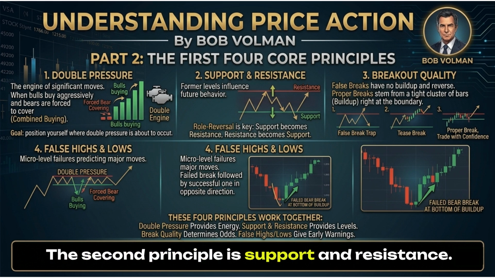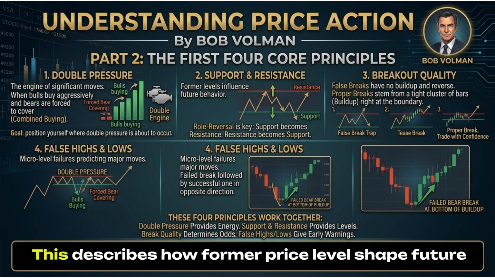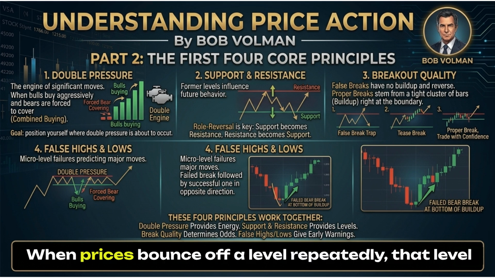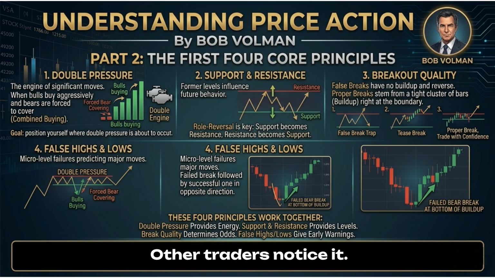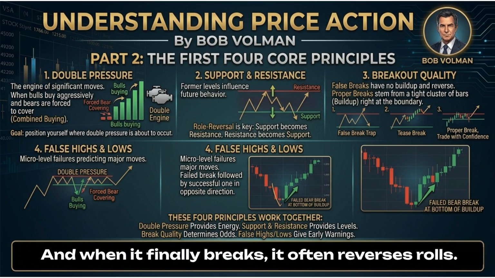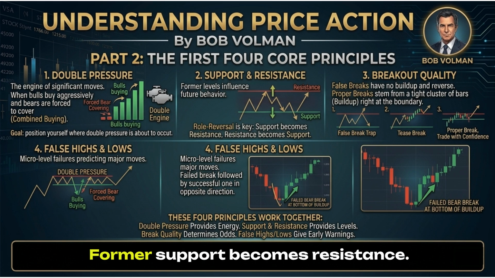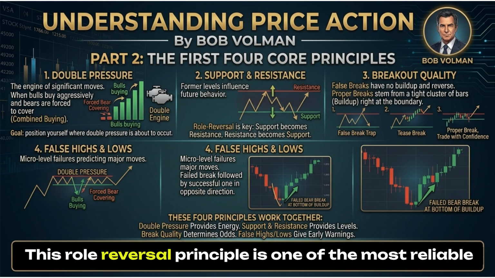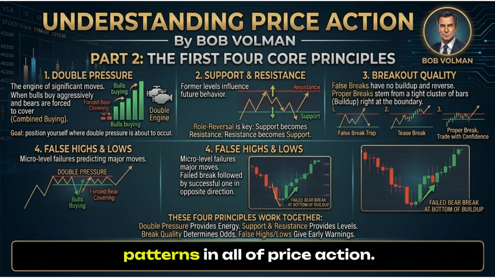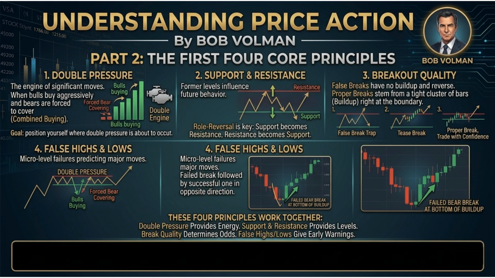The second principle is support and resistance. This describes how former price levels shape future behavior. When prices bounce off a level repeatedly, that level becomes significant. Other traders notice it. Orders accumulate around it. And when it finally breaks, it often reverses roles. Former support becomes resistance. Former resistance becomes support. This role reversal principle is one of the most reliable patterns in all of price action.